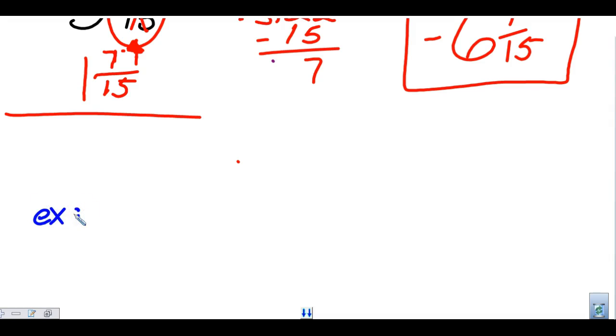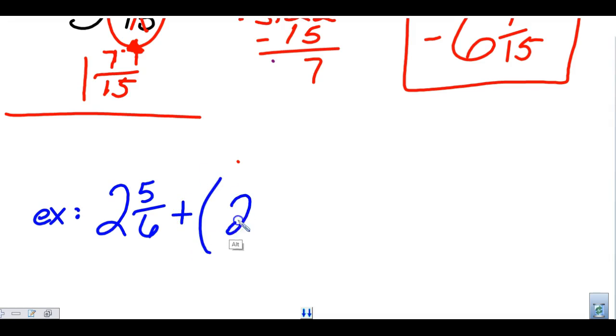What if we have, for instance, 2 5/6 plus -2 7/8? How would we handle this type of problem? Well, it's still mixed numbers. We still see a negative value there, so we got to remember our rational rules. Step 1 of our rational rules says to figure out which one has the largest absolute value.